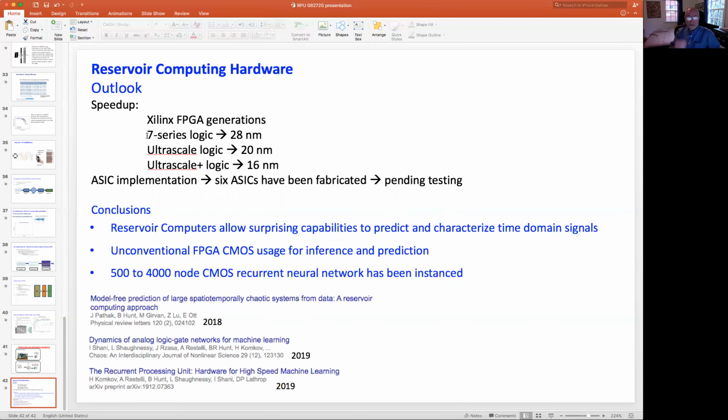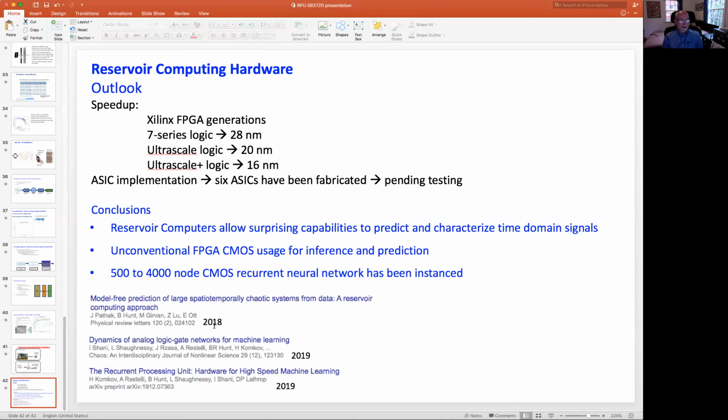So in conclusion, reservoir computers allow surprising capabilities to predict and characterize time domain signals in chaotic, weakly turbulent, or experimentally turbulent data. We've demonstrated unconventional FPGA reservoir computers just using CMOS logic gates in both inference and data cleaning. We've been able to instantiate 500 to 4,000 node CMOS logic gate recurrent neural networks in commercially available chips.